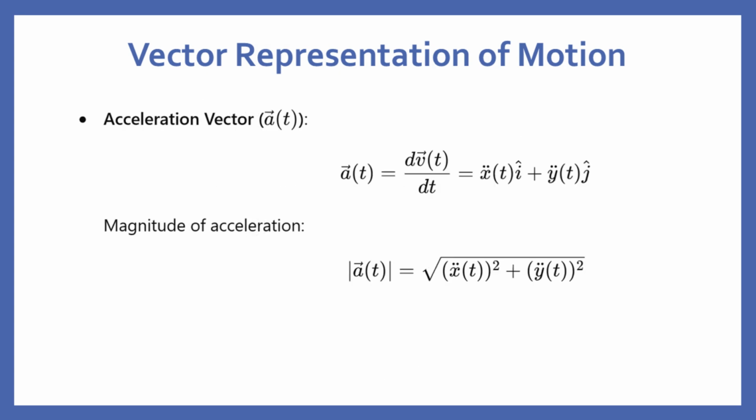This slide explains the vector representation of a particle's acceleration. The acceleration vector, denoted as a(t), is the rate of change of the velocity vector with respect to time.